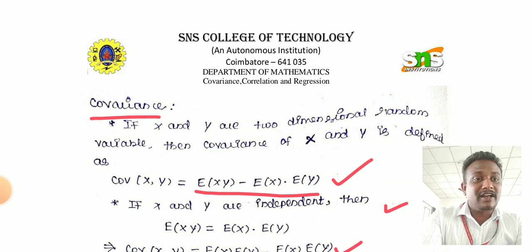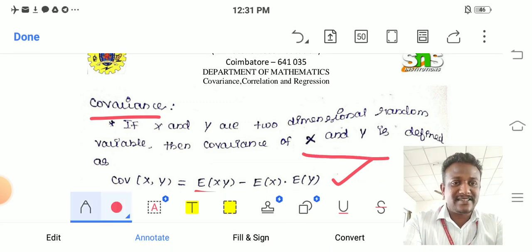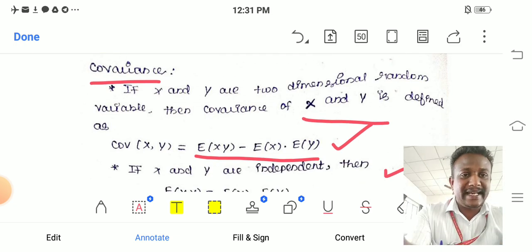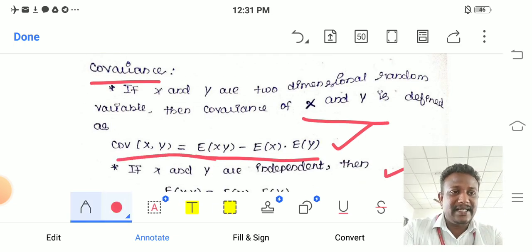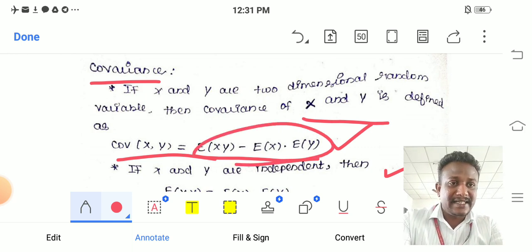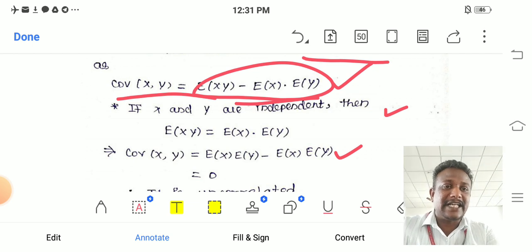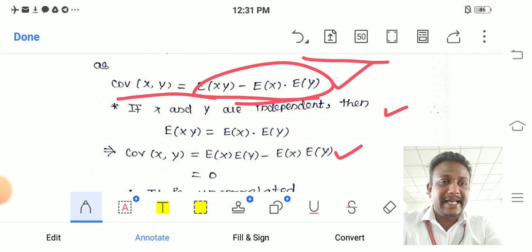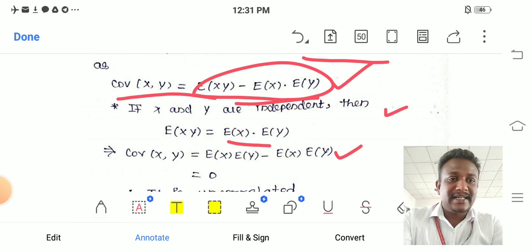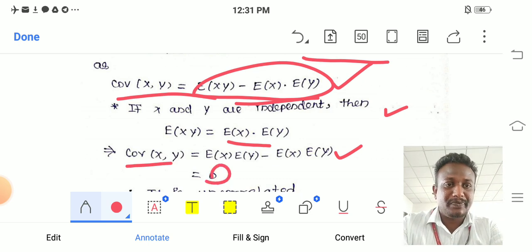If x and y are two-dimensional random variables, then the covariance of x and y is defined as covariance of xy is equal to expectation of xy minus expectation of x dot expectation of y. Suppose if x and y are independent, then expectation of xy is equal to expectation of x dot expectation of y. In this situation, the covariance of x comma y is equal to 0.